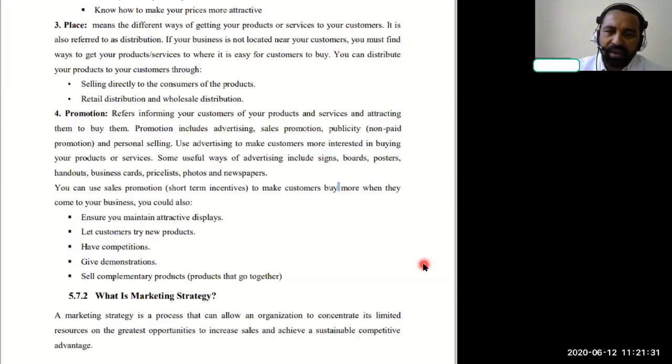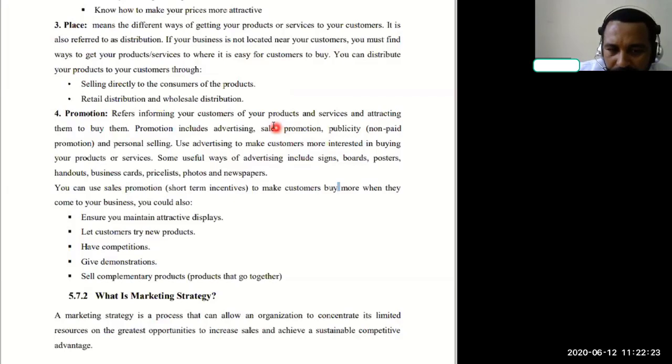Advertisement could be through flyers, national magazines, or national TV advertisement. There are a number of means for advertisement. Some useful ways of advertising include sign boards, posters, handouts, business cards, price lists, photos, and newspapers. There are different advertisement means, so you can use the appropriate advertisement mix depending on your product.